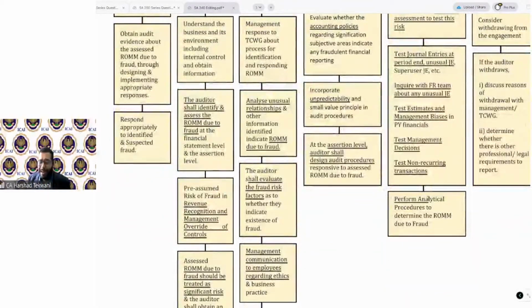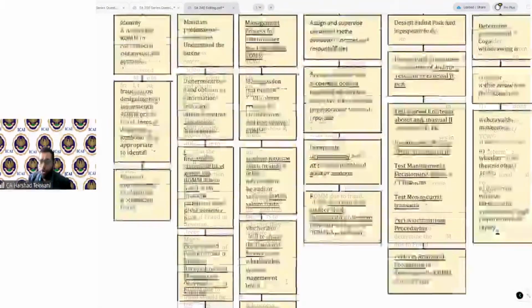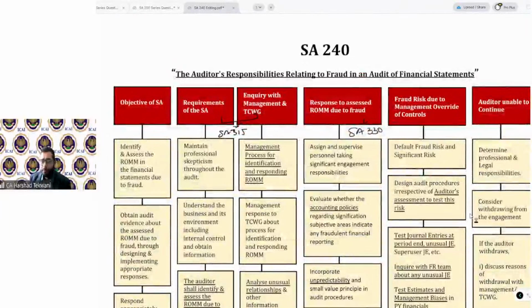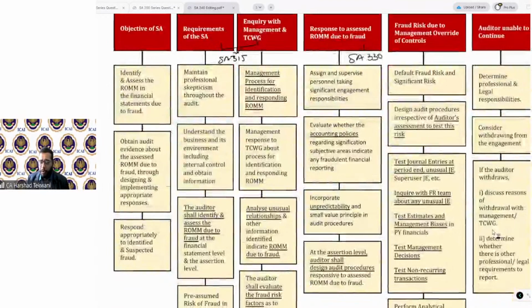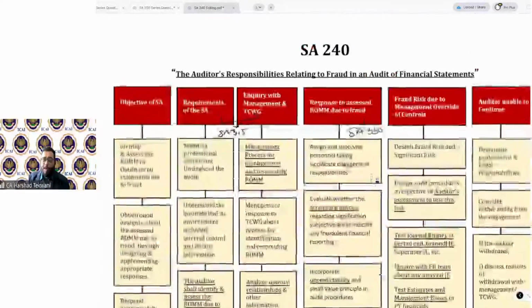The auditor is required to perform analytical procedures to determine any area or evidence that might point towards any fraud or suspected fraud. If you are not able to continue, then discuss with the management, discuss with those charged with governance, and if possible, you can also consider withdrawing from the engagement. So that was the background about SA 240.